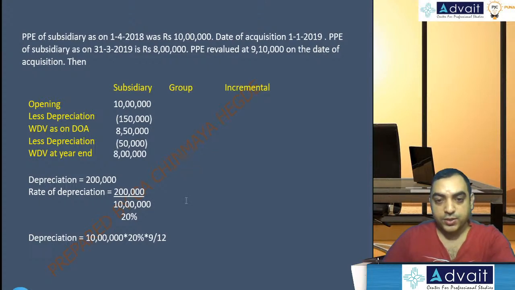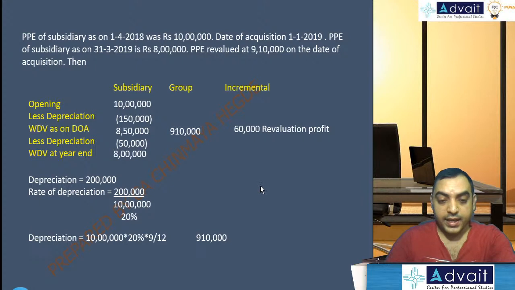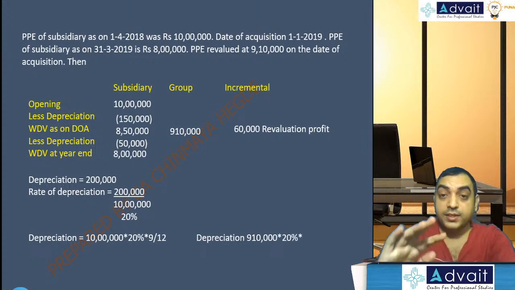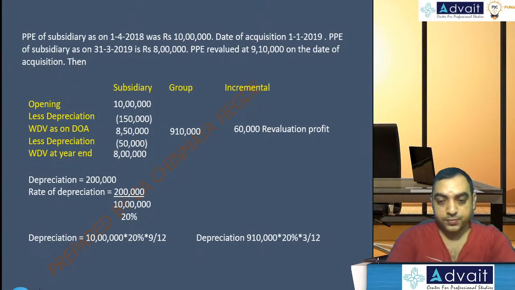And it is revalued at 9,10,000 in the group books. Since it is revalued higher by 60,000, that is your revaluation profit, 60,000. Now we will have the depreciation on 9,10,000. It is 9,10,000 into 20% into the next period from the date of acquisition till the year end, which is 3 months, and that comes to 45,500.